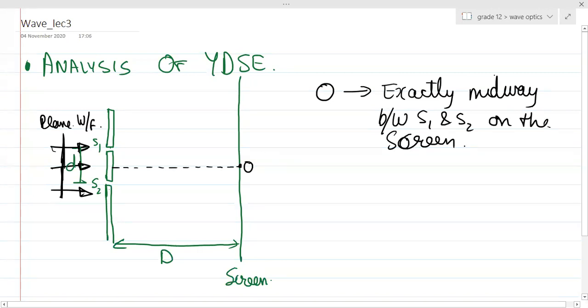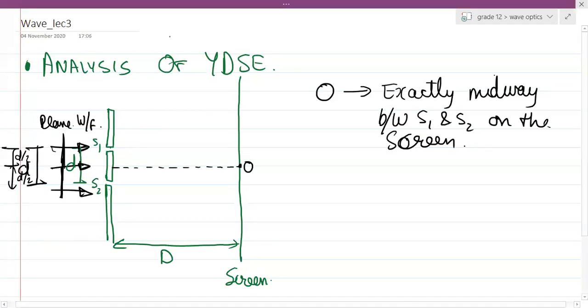Yes or no? You understood the point where exactly it is located, guys? Can you see, the distance between S1 and S2 was d. So basically d by 2 and d by 2. Is it clear? Guys, is it clear? Now tell me this particular thing.